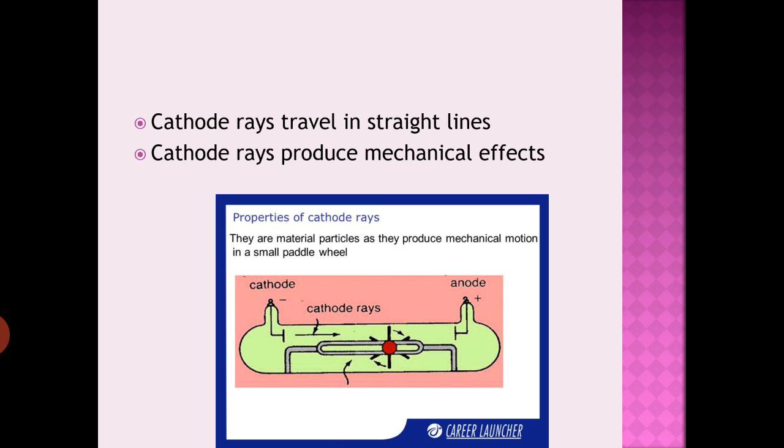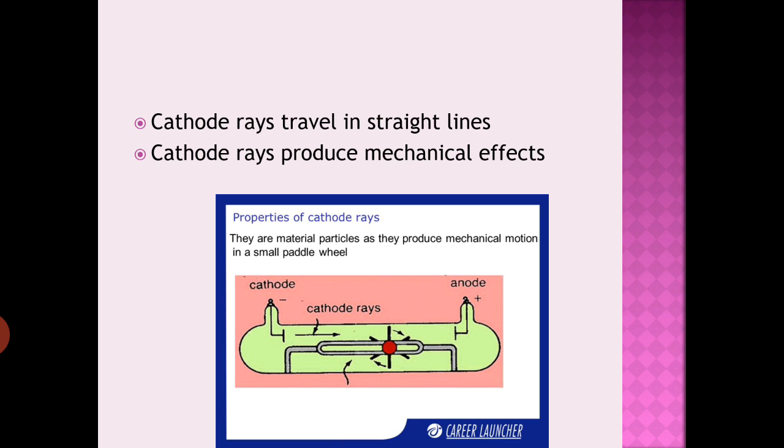Cathode rays travel in a straight line, as you can all see. When an opaque solid object, such as a metal cross, is placed in the path of the cathode rays, the shadow of the metal cross is formed on the wall opposite to the cathode. That means the cathode ray travels in a straight line.